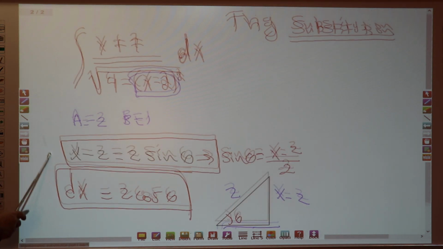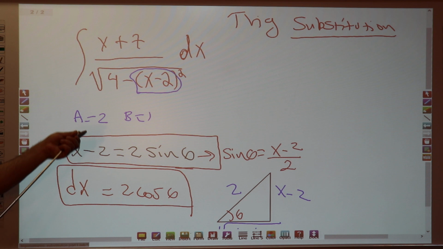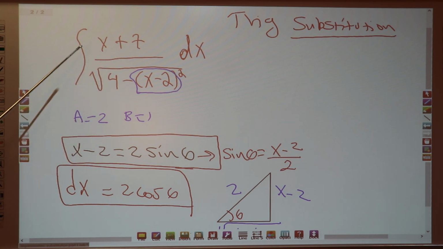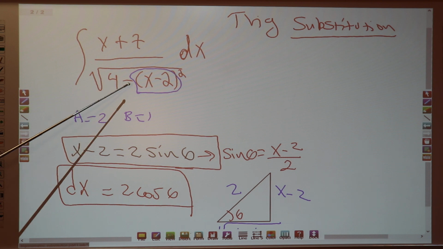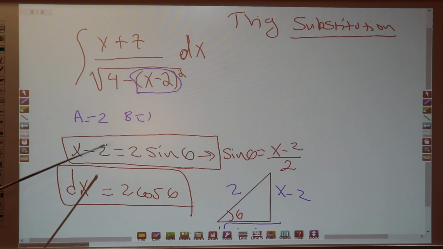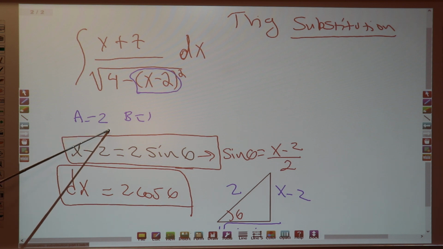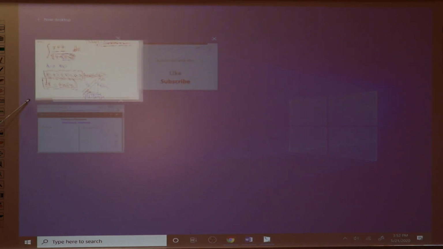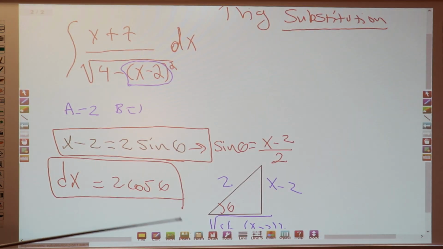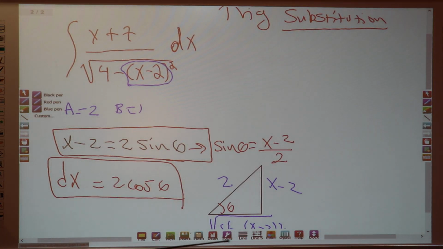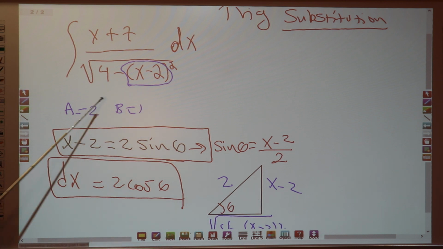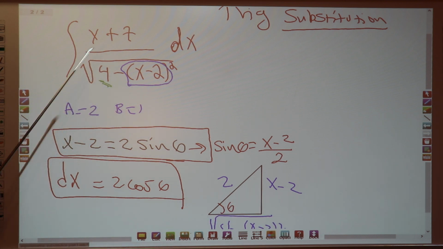Now, I have this question from my student: x plus 7 over 4 minus x. Since I saw x minus 2 squared negative, I use my trig substitution for sine theta, right? Then x minus 2 equal 2 sine theta because a is 2 squared and this one. Good? Then the derivative dx is 2 cosine theta.